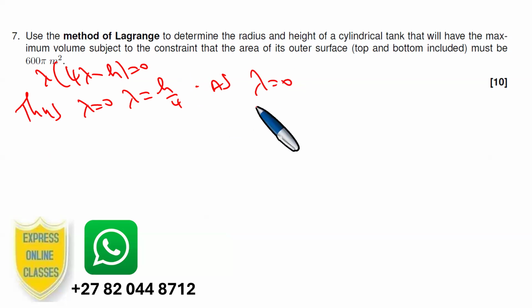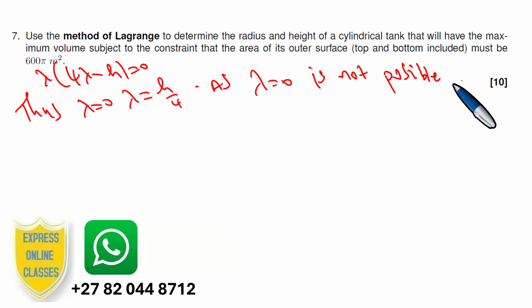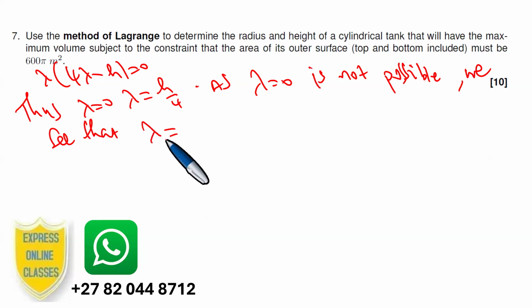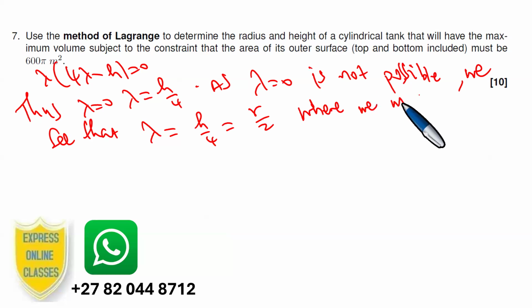Lambda equal to 0 is not possible. We see that lambda is h over 4, but this becomes exactly r over 2, where we used equation 1.